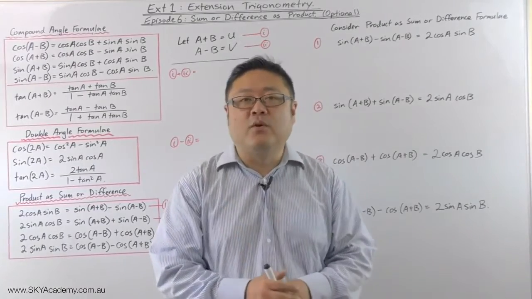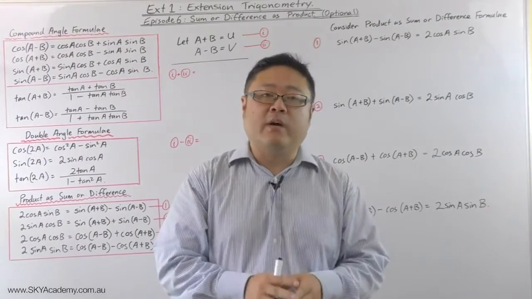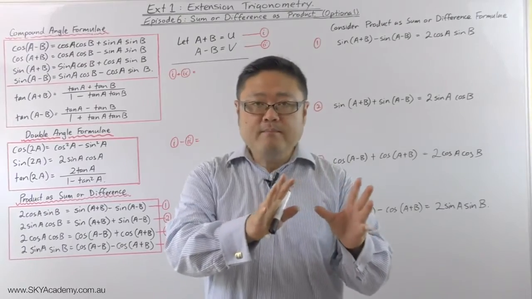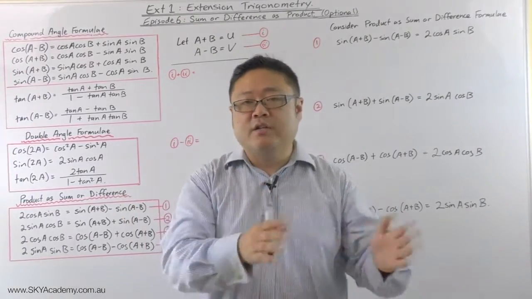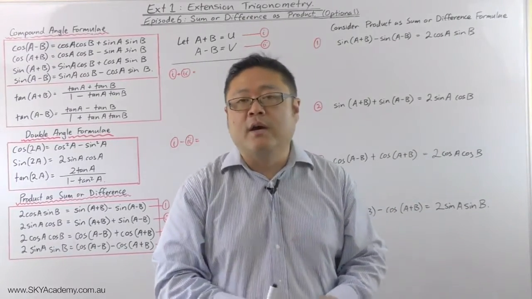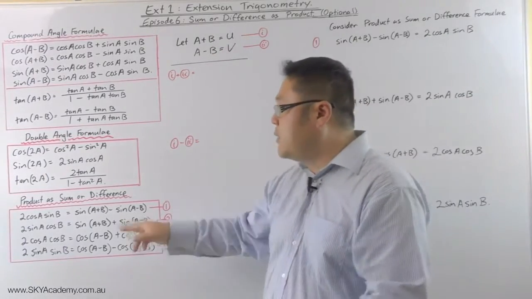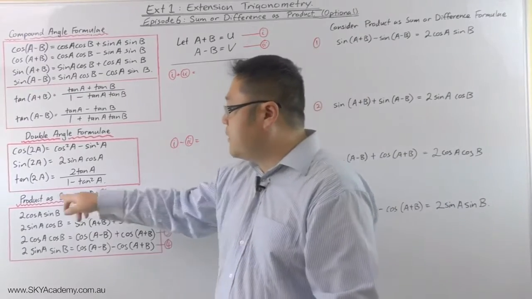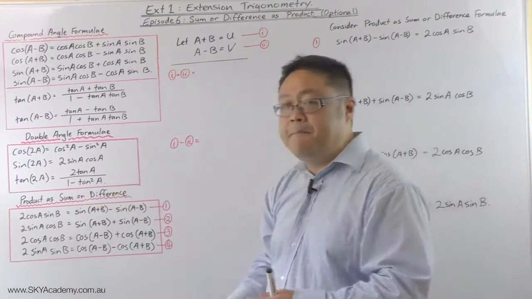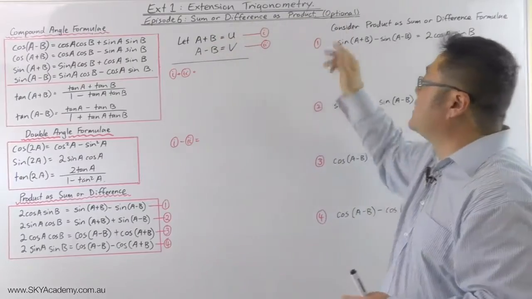I'm your online maths mentor and we're going through extension 1, and in this chapter we're going through extension 1 trigonometry, which is basically the trigonometry extension to the 2-unit mathematics trigonometry that you will have done in the 2-unit course. Now we're up to episode 6, and in episode 5, remember, we went through the formula for the product of sine and cos as a sum or difference, and now we're going to do the reverse, which is the sum or difference as a product.